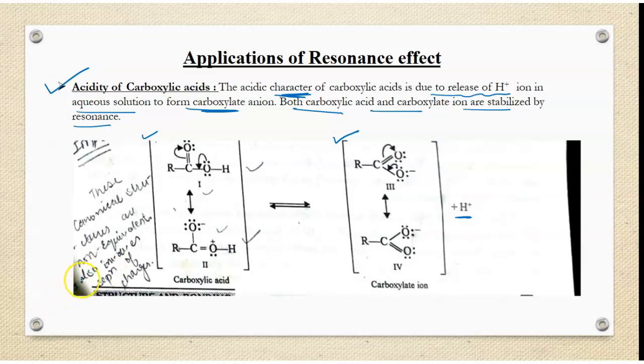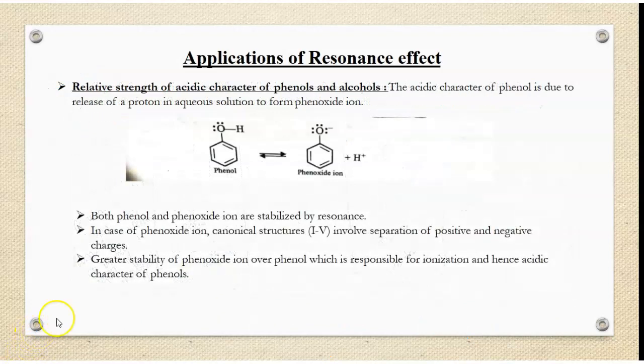See, that is quite clear. The more stable the carboxylate anion, the stronger the acid. So you can properly say that the more stable the carboxylate ion, the stronger is the acid. Right? So this is something you need to remember. Proceeding to the next slide and the next application.